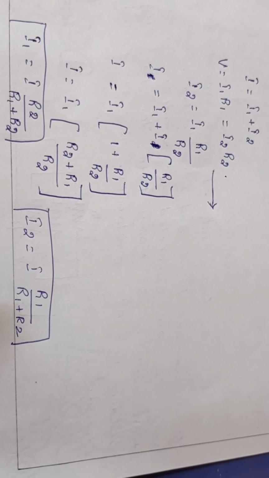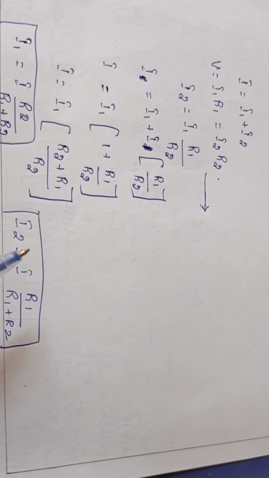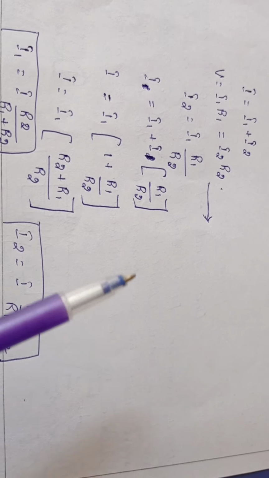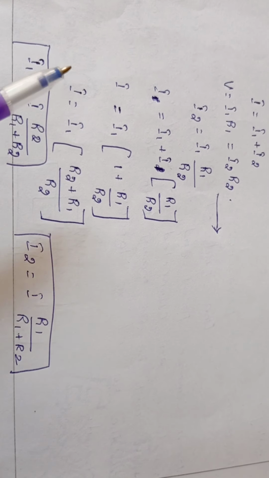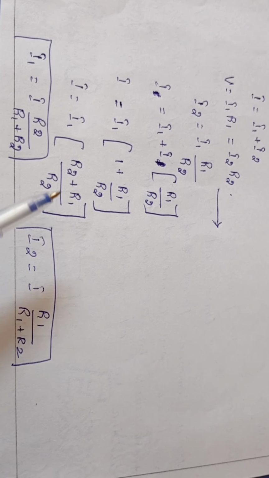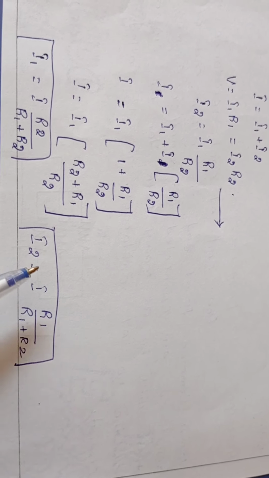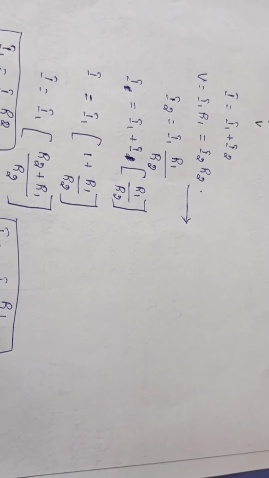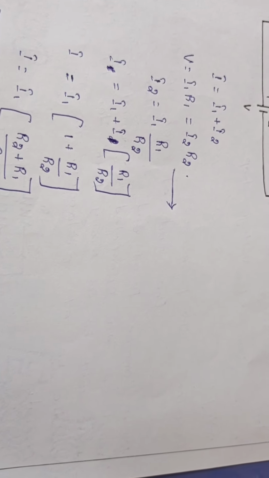So, in any branch, the current is equal to the total current multiplied by the other branch resistance and divided by the sum of the branch resistances. This is called current division in parallel circuit. Now we will discuss voltage division in series circuit.